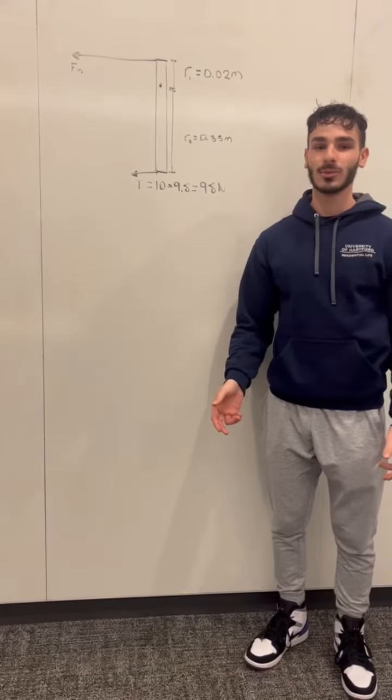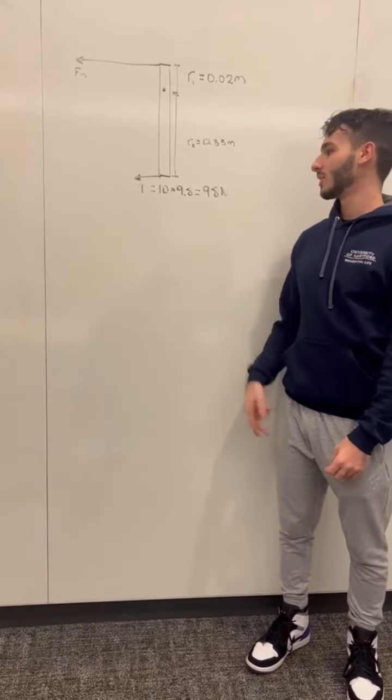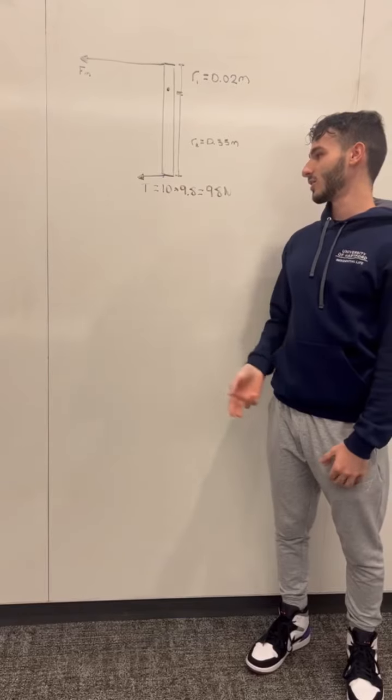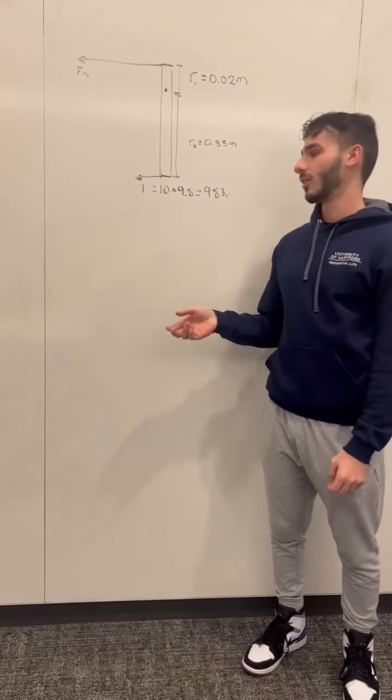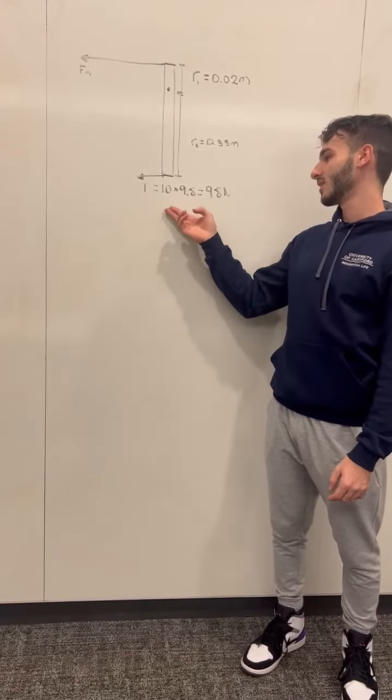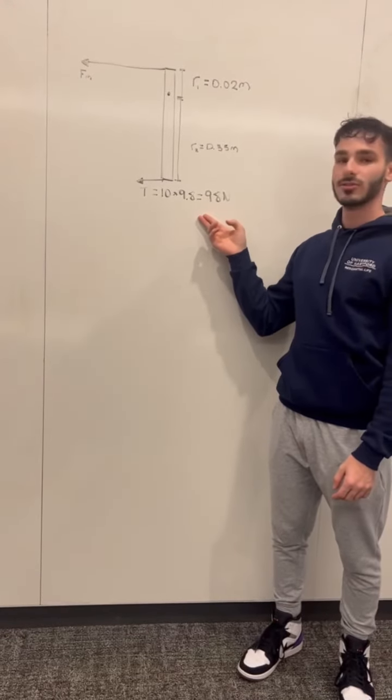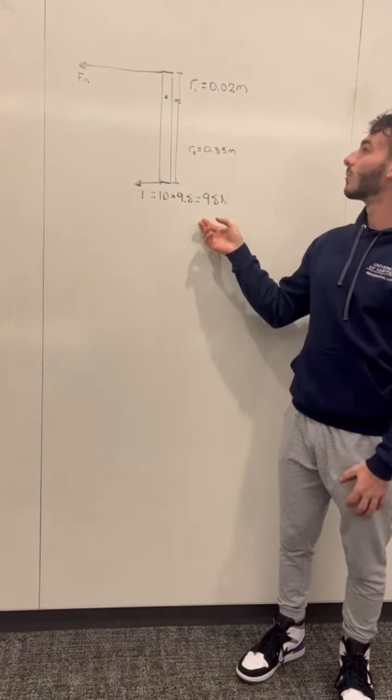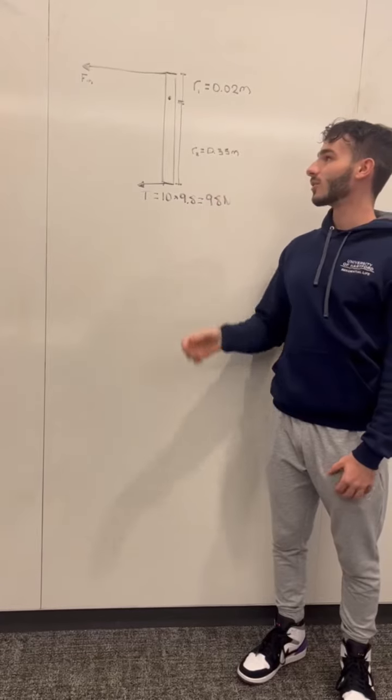This is the diagram we made in order to represent the situation. Here we have a vector which is tension. To find the tension, it was mass times gravity, and we came out with a value of 98 newtons. We also use R1 and R2 in order to find FM.